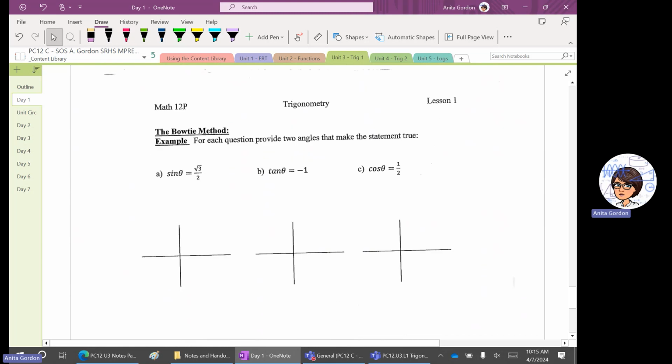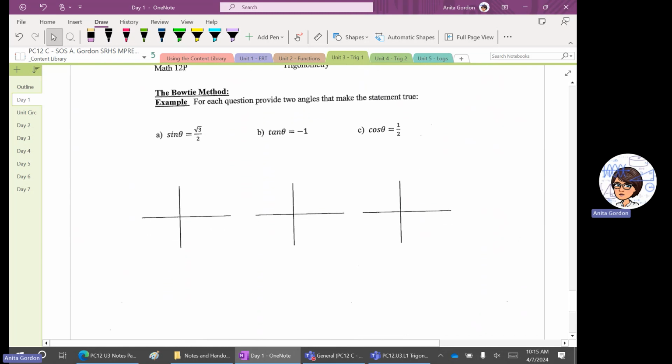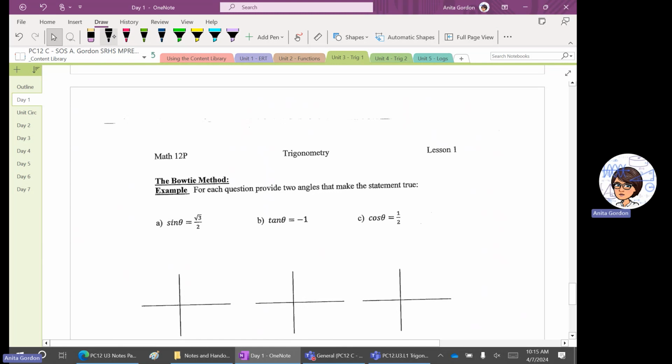All right, we call this the bow tie method. The bow tie method because when we are looking at reference angles, we are looking at reference angles that are closest to the x-axis.